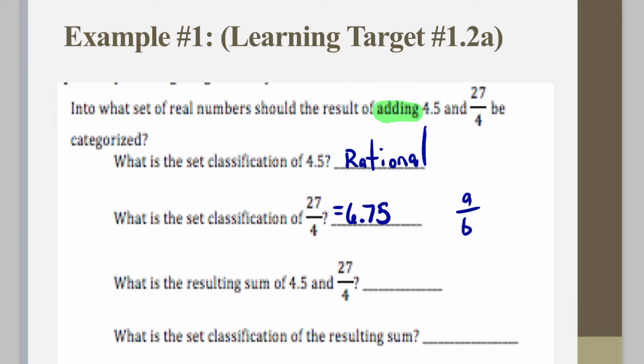Now we can answer the question of what set classification is 27/4. Well, written in decimal form it is 6.75. 6.75 is a terminating decimal. Therefore, we can say that 27/4 is also a rational number.